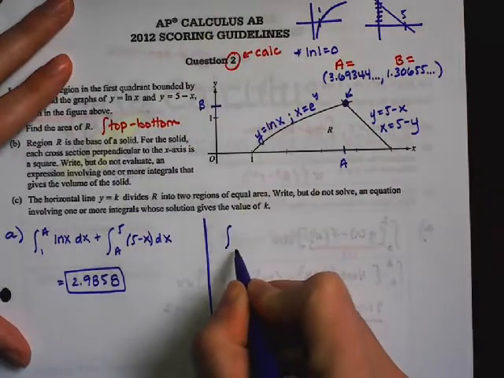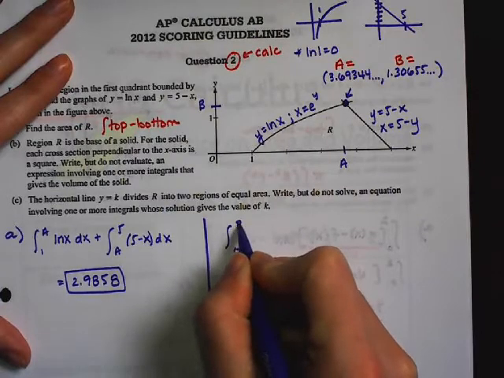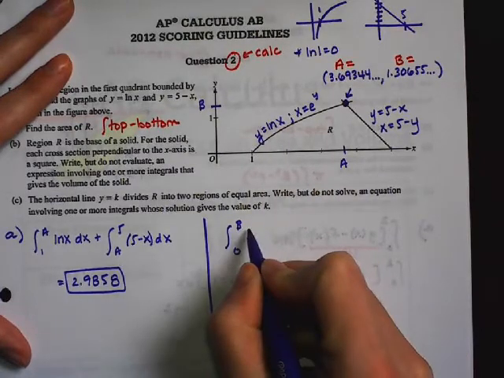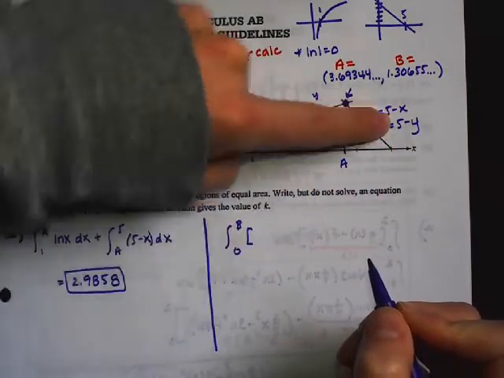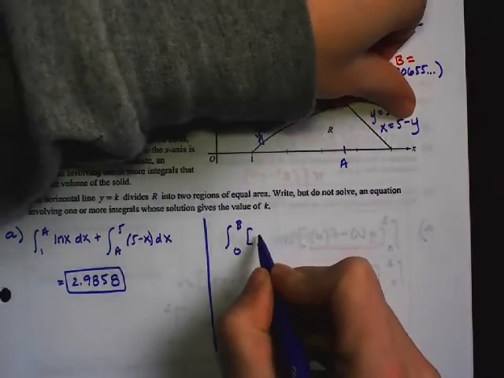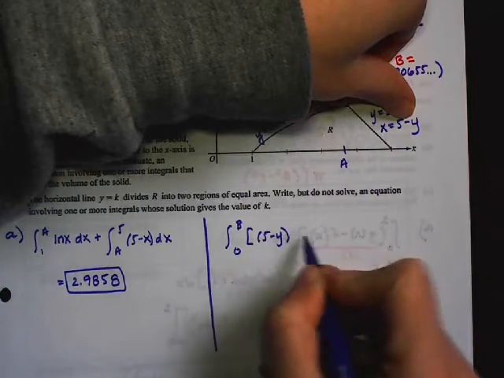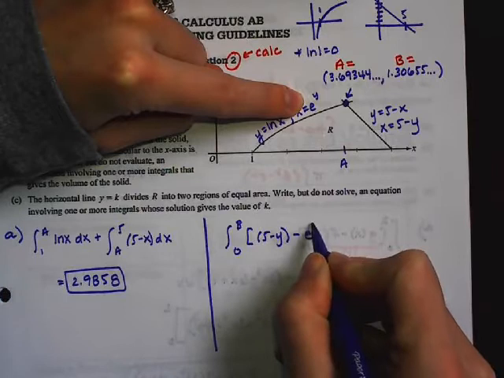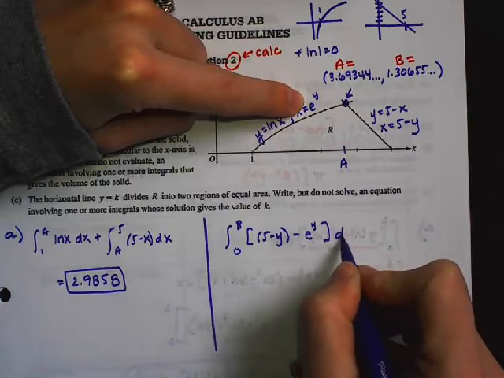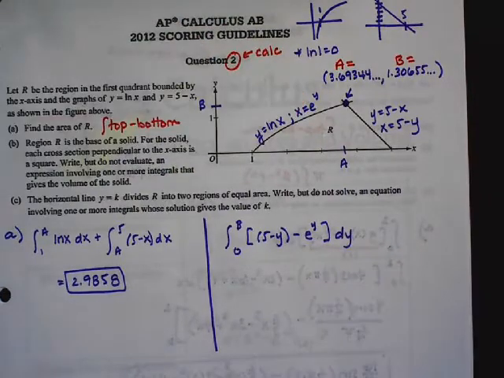Okay, that's the y coordinate. So I would go from 0 to B of top minus bottom. Well, top is this line if I do my left-hand turn, but I have to do things with y, so I'm going to have 5 minus y, minus the bottom, which is e to the y. And I'm doing this with respect to y.